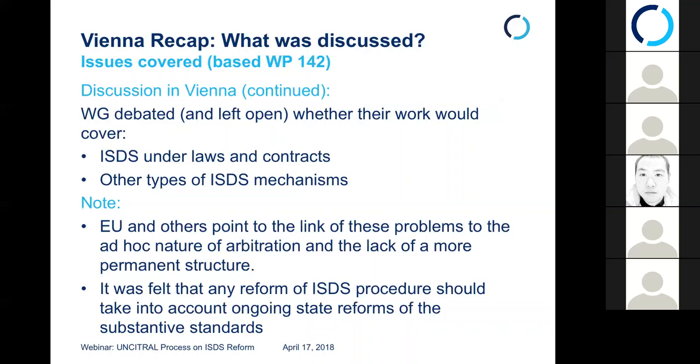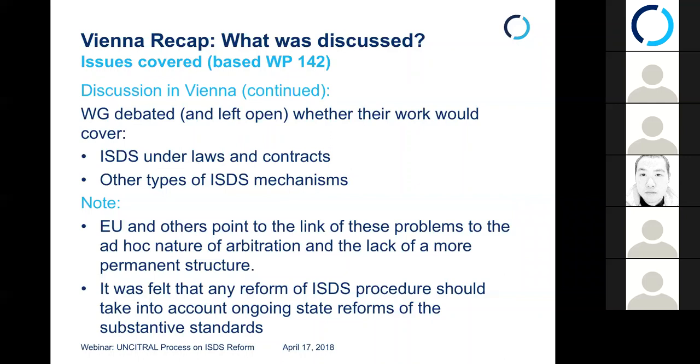One, again, I have two notes here. The first is that although the discussions were very much about these procedural issues that I listed before, what was interesting is to see that the EU and also others linked these problems to more systemic and institutional problems, and the fact that the ad hoc nature of arbitration and the lack of a more permanent structure actually were inherent to the problems that were discussed. So that led to not only discussing procedural issues, but also led to questioning the more systemic and institutional issues.